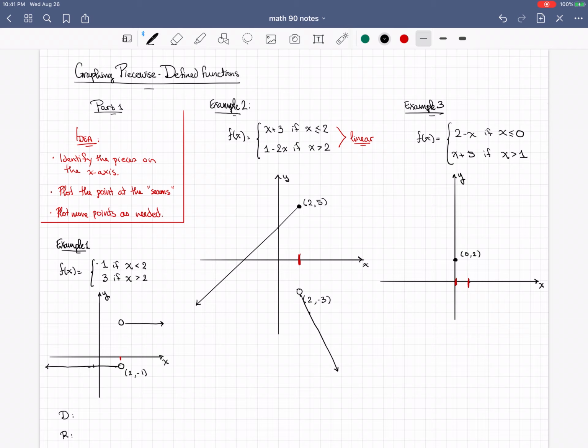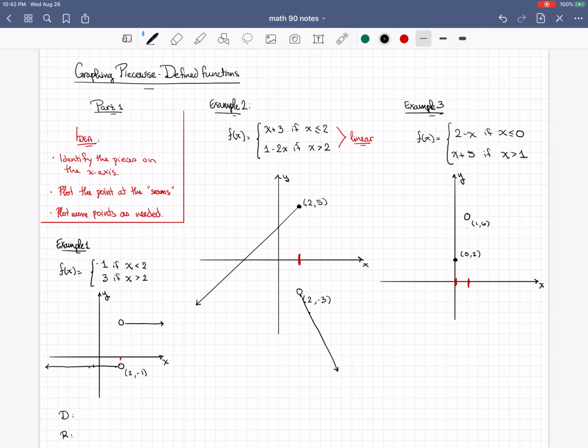For 1, notice that this is a strict inequality. It's x plus 5 if x is greater than 1. If I plug 1 into x plus 5, I get 6. So that's up here. But again, I need to make this point empty because that inequality is strict. So those are my 2 points at the seams.